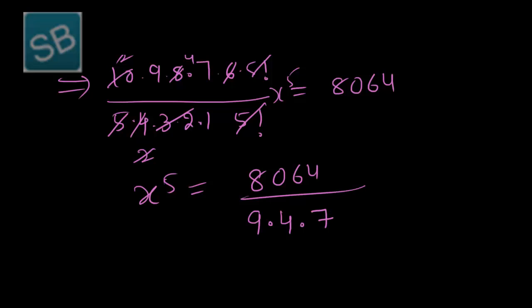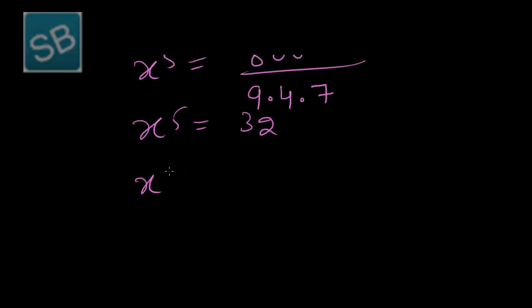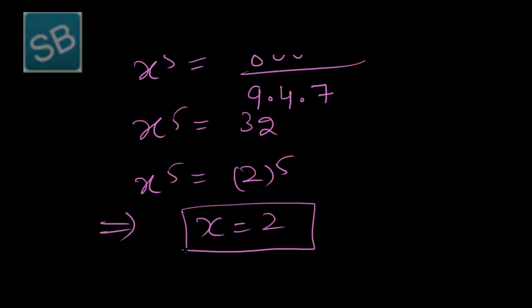On cancellation, for x^5 we get 32. So x^5 is equal to 2^5. That implies x is equal to 2. So by the given middle term expansion, we have the value of x, that is x is equal to 2.